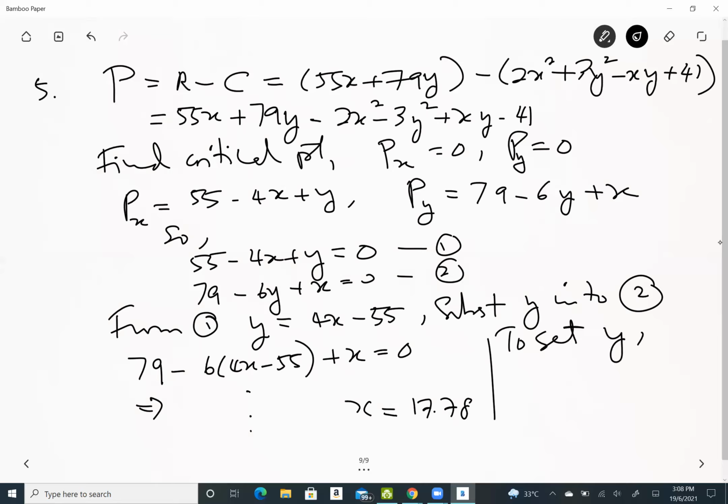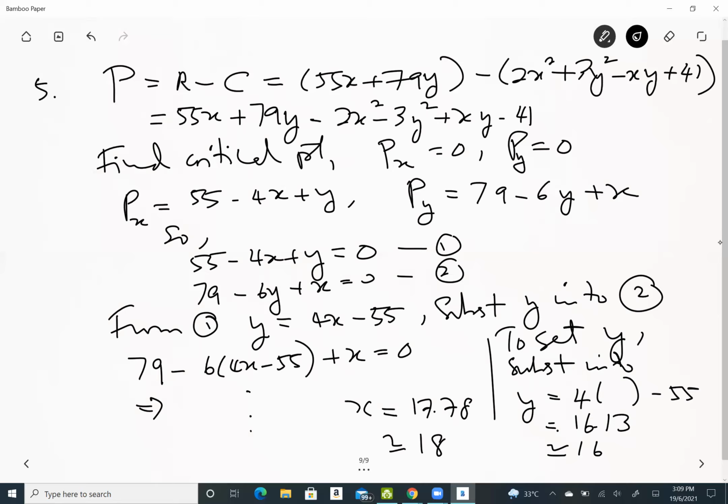You substitute into y equal to 4 multiplied by whatever x is minus 55. So you get the value. Okay, you work it out. You will get y equal to 16.13. Now, many of us round out to 16 and 18. So let's say we just round it out. So 16, this one, 18. Okay, if you do round out, that's also fine. Okay, so now you get the critical value of x and y.